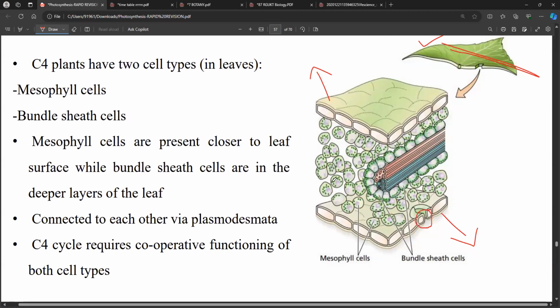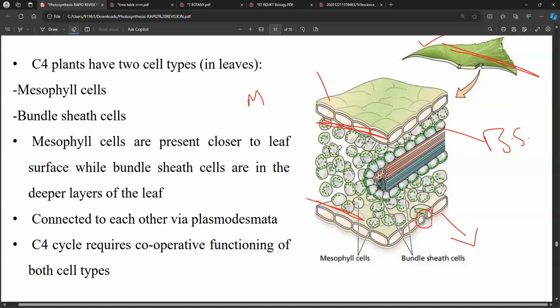You can observe there are only two types of cells. One is called mesophyll cells, and another is called bundle sheath cells. Friends, if you look at the picture of the mesophyll cells, you can see where they are present, on the surface. Here also mesophyll cells are there, and here also.